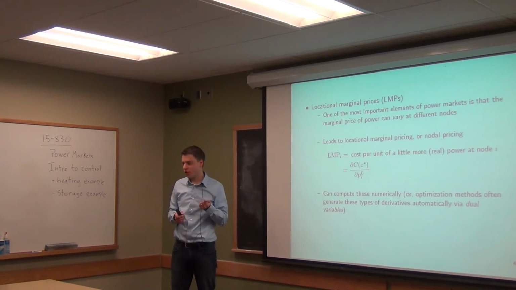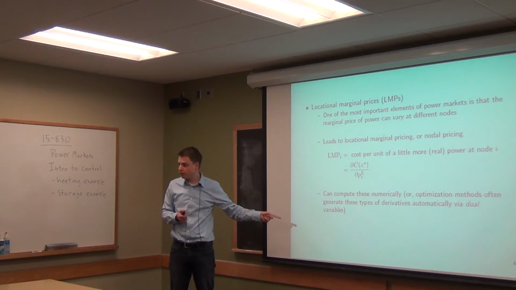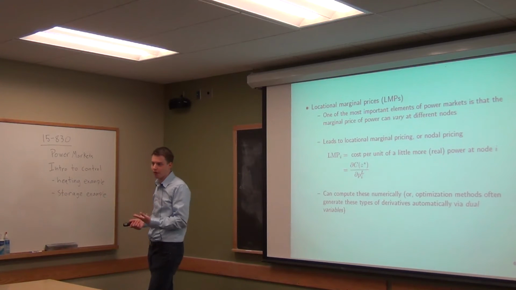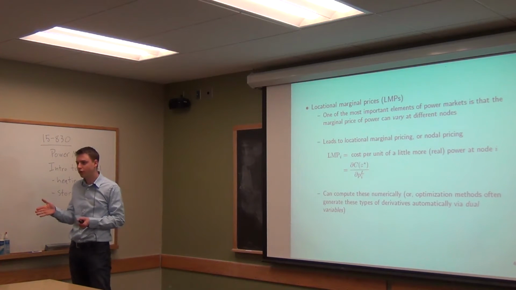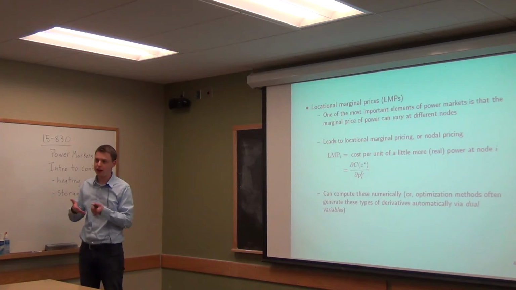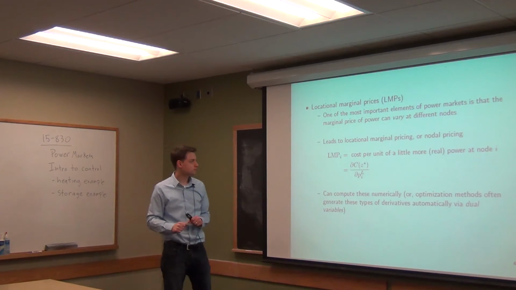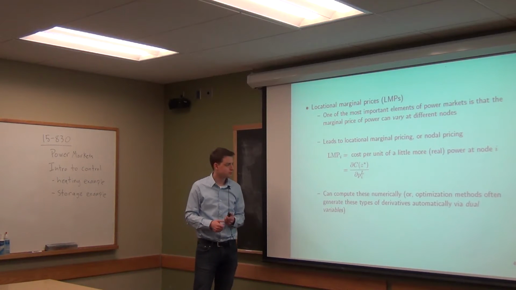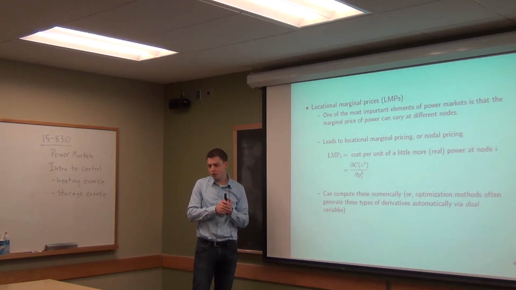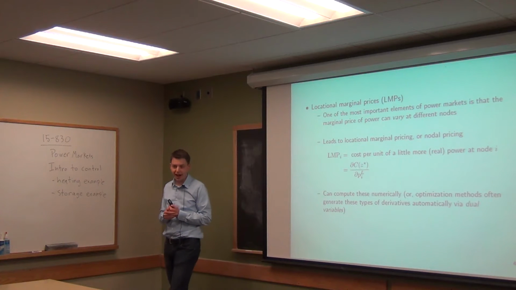The 830 version of the homework will actually have a problem of computing LMPs, and there you can just use numerical methods. You can just add a little bit to your load, see how that changes the cost, and then divide the change in cost by the change in load to compute the numerical derivative. P is load or the power. P superscript L is the real power of the load. And they're typically formulated in terms of real powers. You could potentially do similar things for reactive powers here.